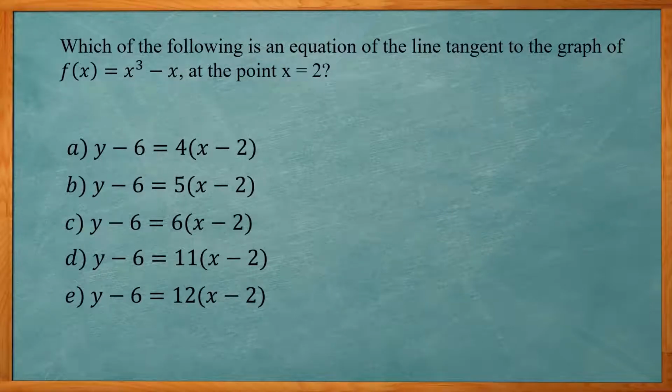And this problem reads, which of the following is an equation of the line tangent to the graph of f of x equals x to the third power minus x at the point x equals 2.